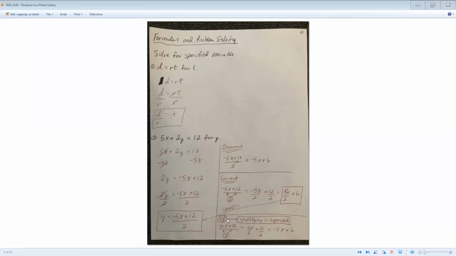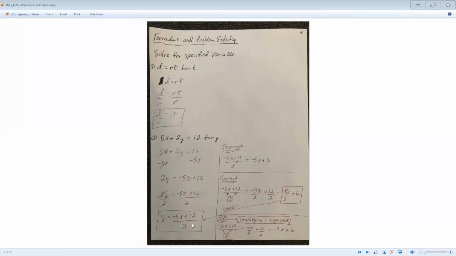But if we had the expression negative 6x plus 12 over 2, here we have an abstract example of when we would be expected to simplify. If we had negative 6x plus 12 over 2, the 2 can divide into each term, so we are expected to simplify further. So we take the 2 into each term, and that would leave us with negative 3x plus 6.